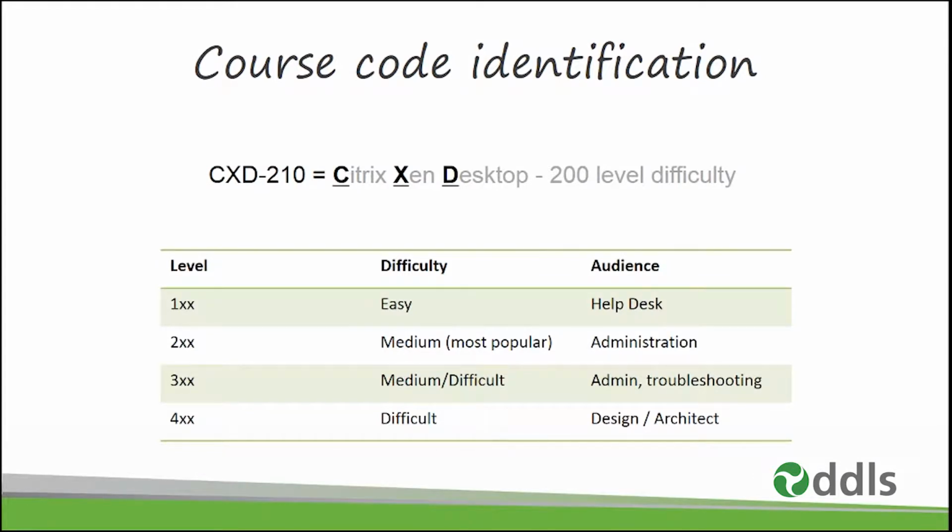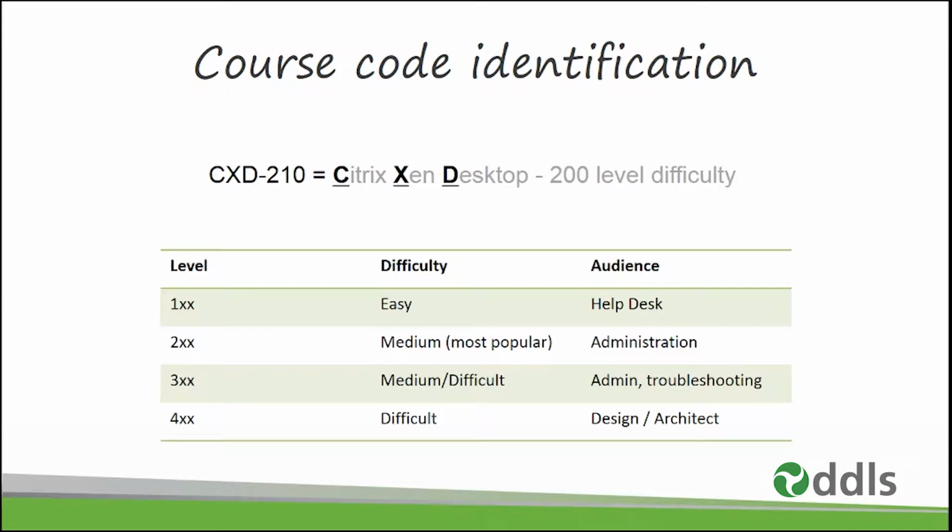Before we actually launch into the Citrix update, I just want to give you a bit of a refresher on some of the course codes and how they work, because sometimes it can be a bit confusing and hard for you as a student to identify which course you would like to sit. The naming convention for Citrix is actually pretty easy. If you look at this example, the Zen Desktop 210 course, you'll notice that the CXD, Citrix Zen Desktop, is included in the abbreviation. And this one is a 210, which is a 200 level difficulty.